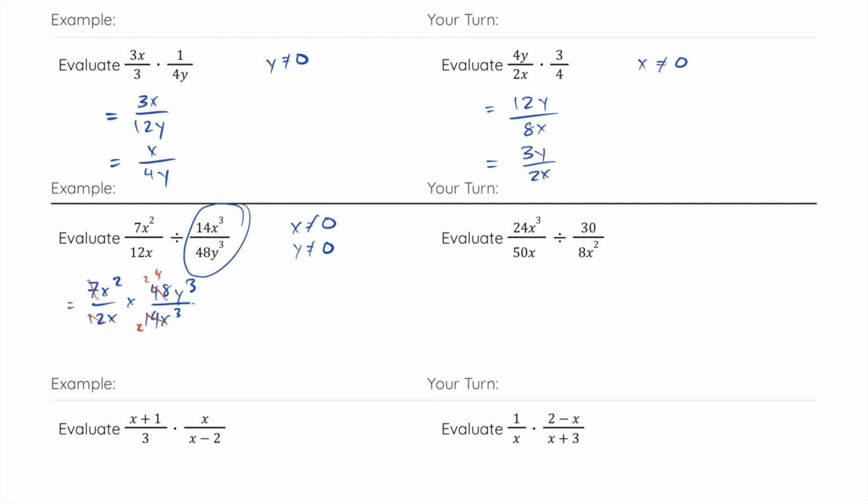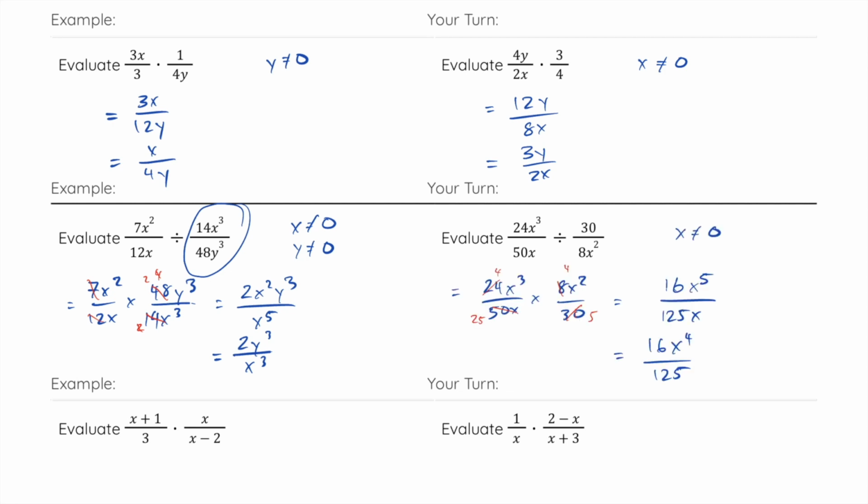So I should end up with something like 2x squared y cubed all over x to the power 5. And I can further simplify the x squared and x to the power 5 and end up with 2y cubed over x cubed. So pause the video and try the one on the right. Okay, we see that one simplifies to 16x to the power 4 over 125.